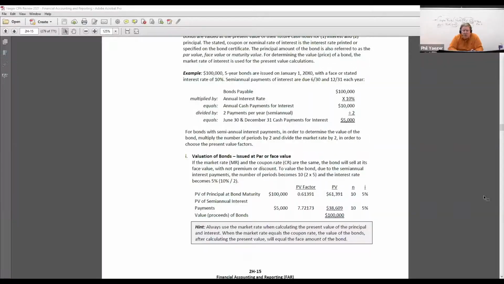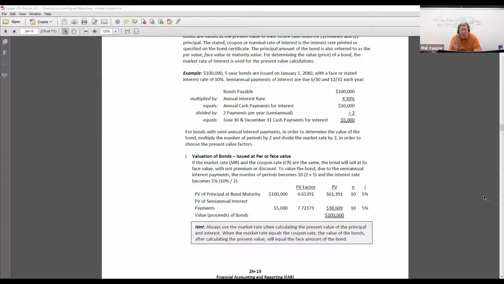I'm telling you what the yield rate is. It's got to be given to you, but don't worry about it. The yield rate is 10%, and the coupon rate has to be 10%.